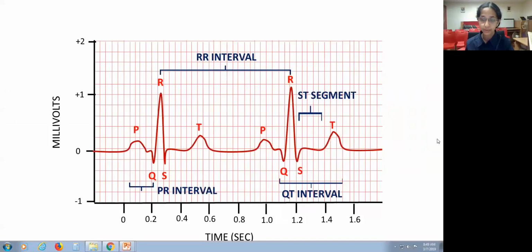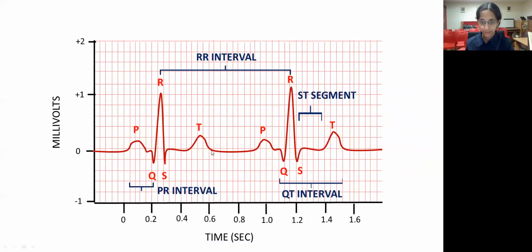We're just going to summarize now in this slide what all we understood. This is the P wave, this is the QRS, and this is the T wave. So the PR interval is from the beginning of the P to the beginning of the Q. The RR interval is from one R to another R, and the QT interval is from the beginning of Q to the end of T. We have two segments, the PQ segment, the end of P and the beginning of Q is the PQ segment, and the ST segment is the end of S and the beginning of T. This is in seconds, this is in millivolts.